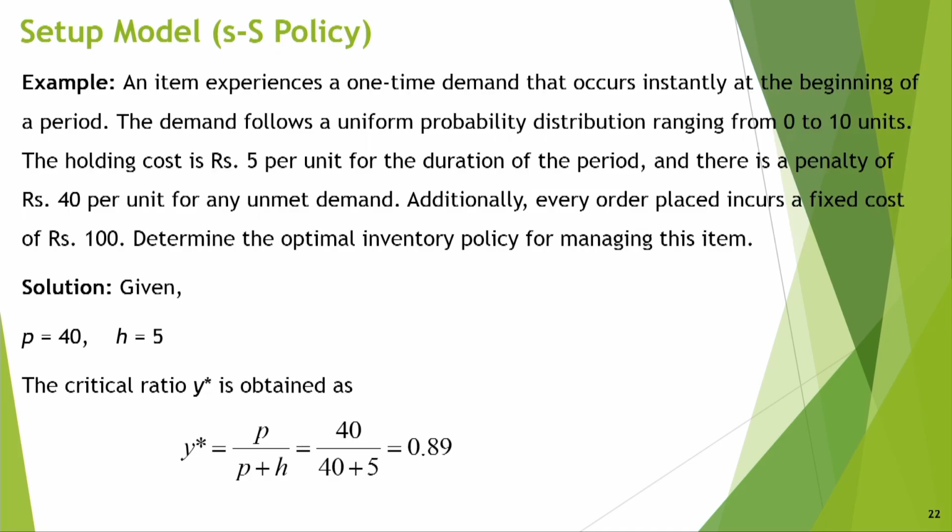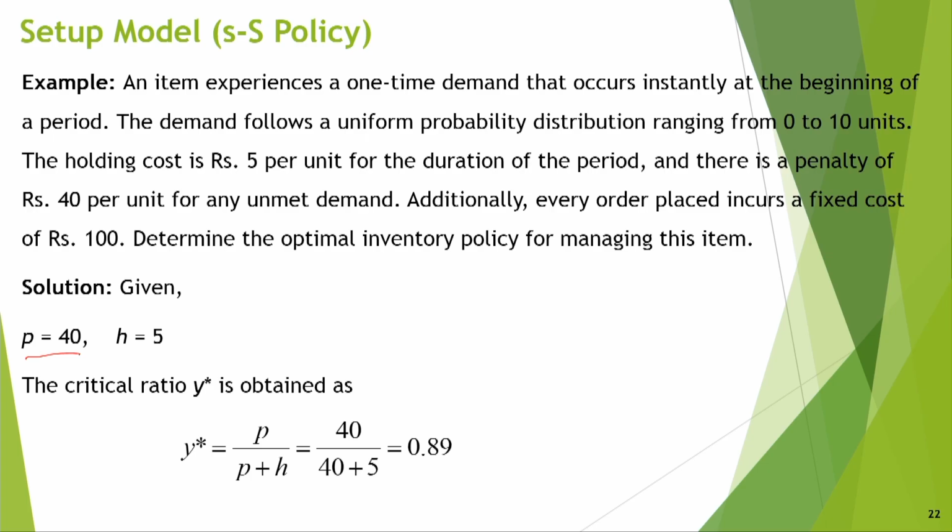An item experiences a one time demand that occurs instantaneously at the beginning of a period. The demand follows a uniform probability distribution ranging from 0 to 10 units. The holding cost is rupees 5 per unit for the duration of the period, and there is a penalty of rupees 40 per unit for any unmet demand. Additionally, every order placed incurs a fixed cost of rupees 100. Determine the optimal inventory policy for managing this item.